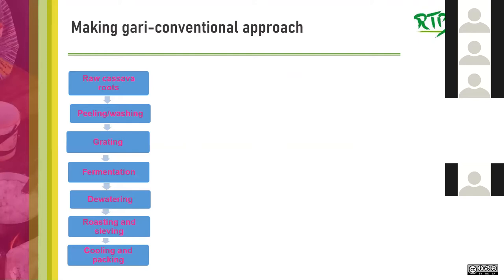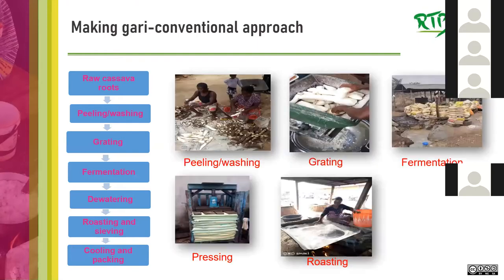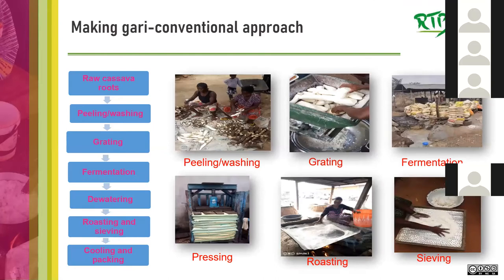The conventional approach, which is the traditional approach of preparation of Gari, goes like this. You start with raw roots, which are peeled and then washed. After that, they are grated, and after being grated, they are fermented. Normally in the Southwest, the fermentation is between 2 to 3 days, but in the southeastern part of Nigeria, they don't usually ferment. After grating, they just press and then it goes to the next step. So the fermentation is the major step which differentiates the Gari consumed in the Southwest and the Gari consumed in the southeastern part of Nigeria. So you press, and after pressing, you roast using open fire. And then after roasting, you sieve it to have uniform granules.